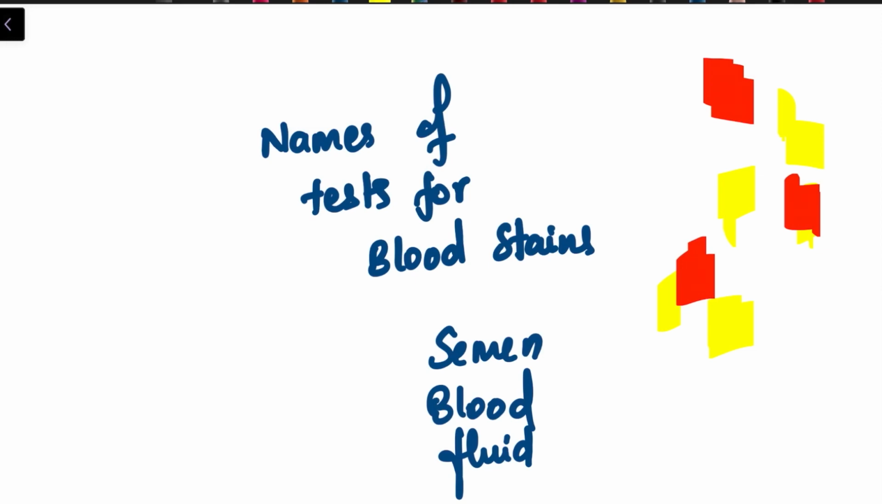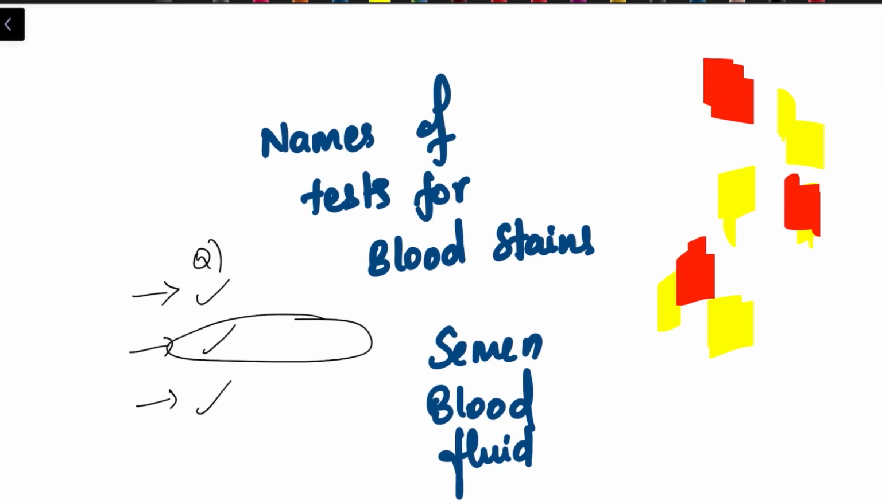From the PG point of view, for the entrance, usually we have to remember the names of these tests, and for certain tests we have to know the procedure and the process also. For example, in a question, they may give three options and we have to pick which is the test for blood stains, or which is not a test for semen stains. So this is the pattern of how the questions will be asked.